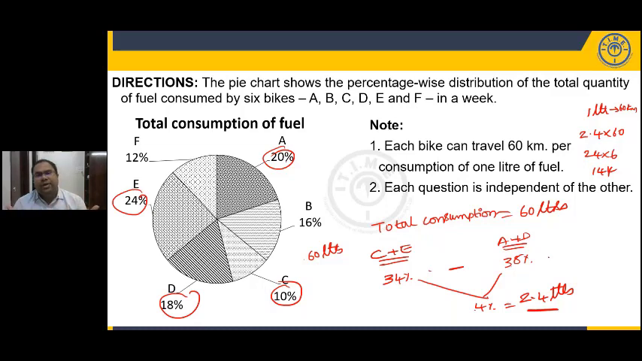So 2.4 liters extra, one of these, A plus D, is consuming. So 2.4 liters extra means what is the extra distance it is traveling? 1 liter, 60 kilometers. 2.4 into 60, it is 144 kilometers. Right?